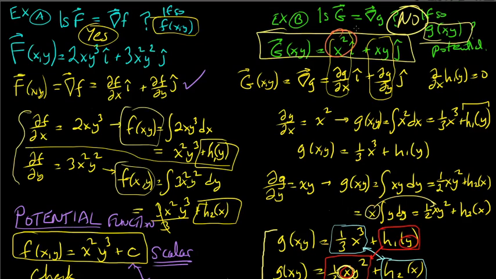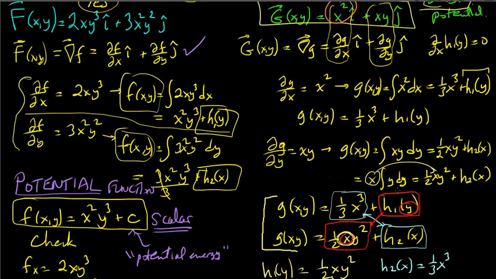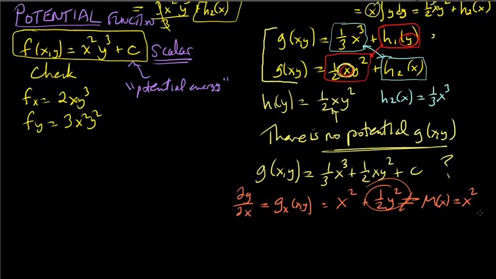And you can see that's not the original vector field. We only had x squared as our m. In other words, this is not equal to m. M was only equal to x squared. We did not have this 1/2 y squared. So we can't just add it. We can't just make it that, right? Now the y partial I think works, but both of them have to work.